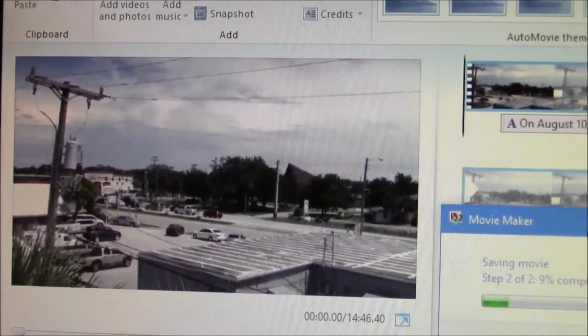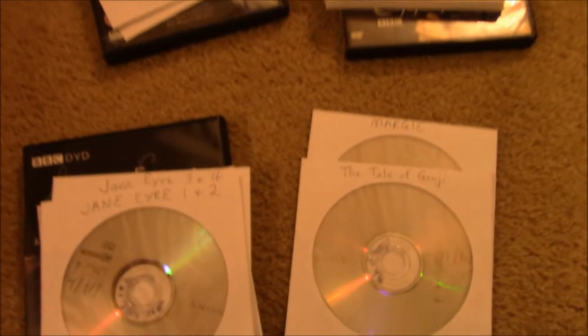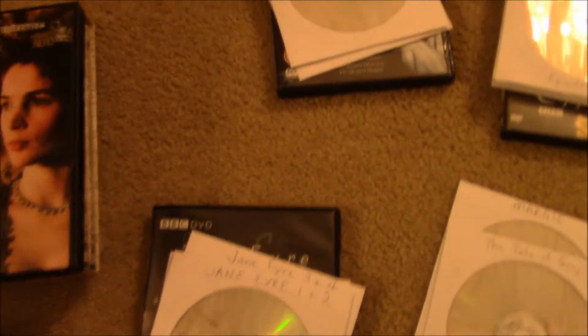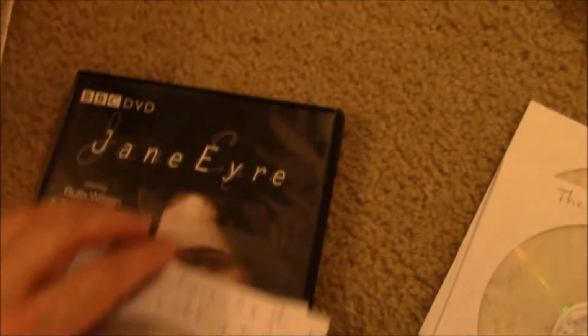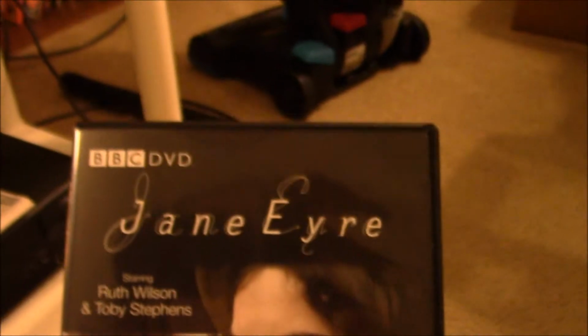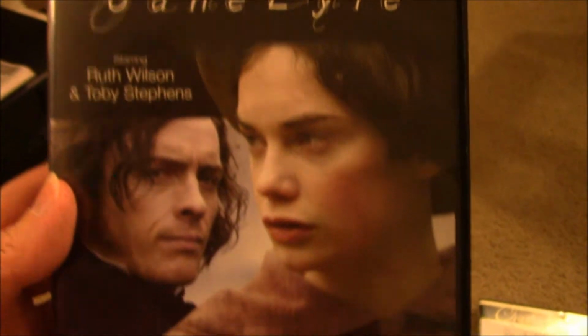Though isn't that a lot more attractive? There's nothing that I like on television. I hardly ever watch television. And here are some of my favorite productions, and I had to special order them. This is Jane Eyre that I ordered from England.